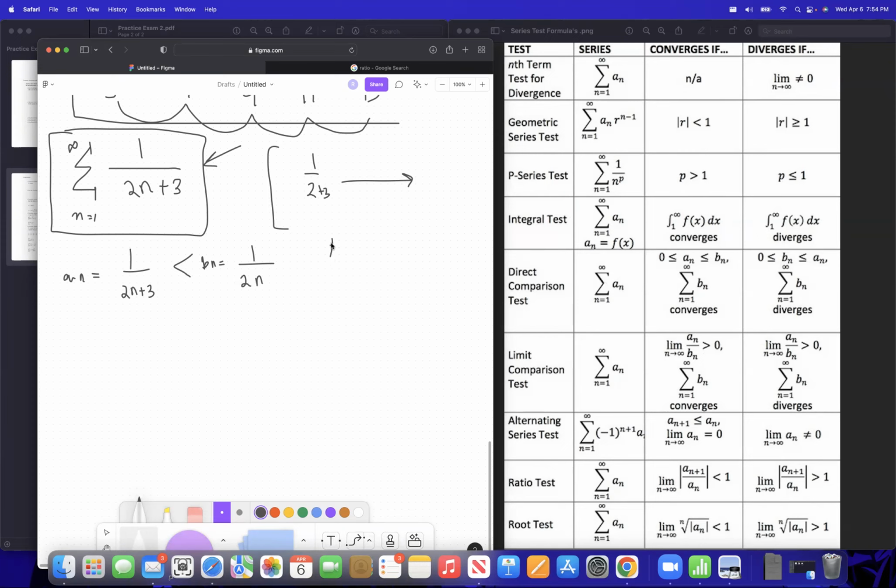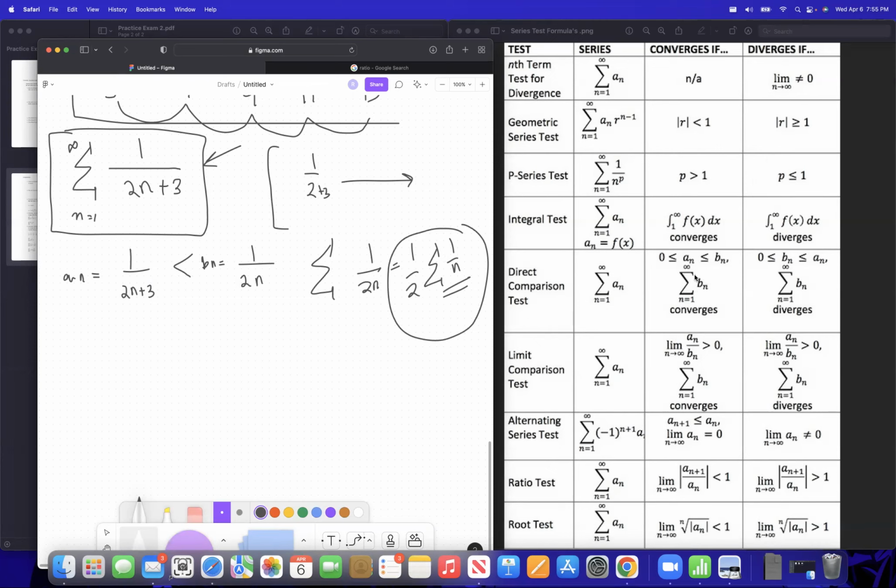Now what we notice is that the series b of n, 1 over 2n, is a p series. Why do I say this? Because you can pull that 1/2 out front, and then you have 1 over n. Now, the p series basically says that if p is less than or equal to 1, then you diverge. So this does not converge. The b of n does not converge.